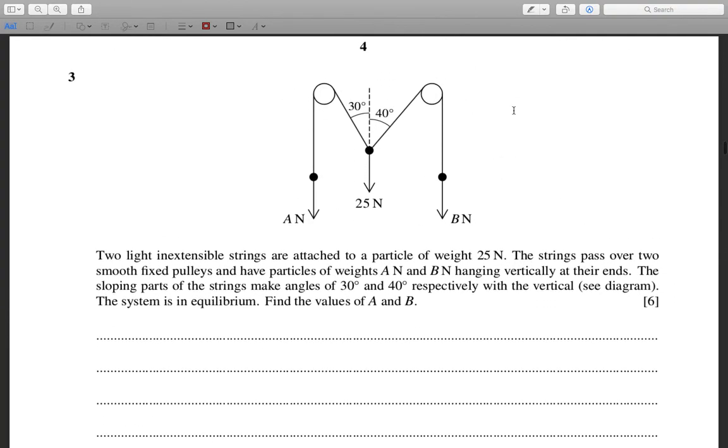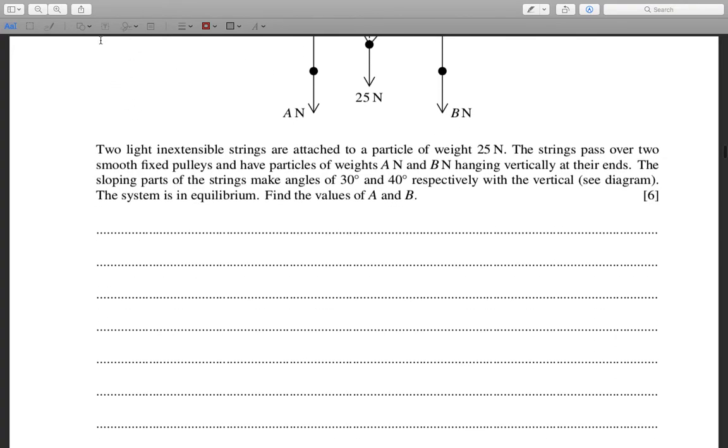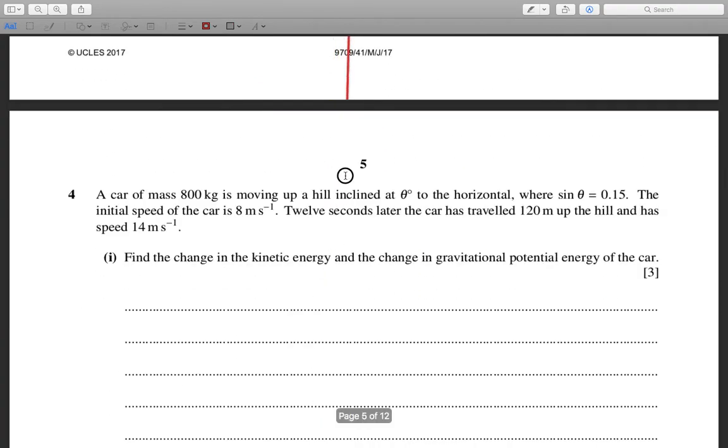Okay, there is no more to say about number three. We can use, let's say, okay, we use a Cartesian diagram. Oops, sorry.